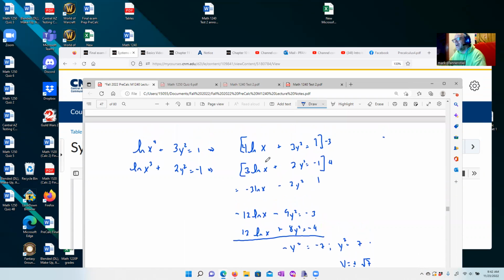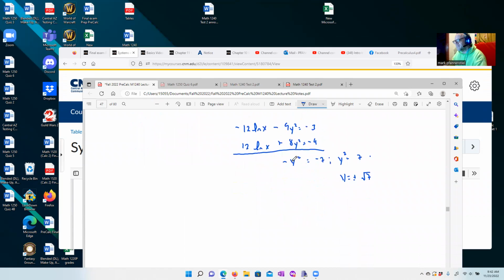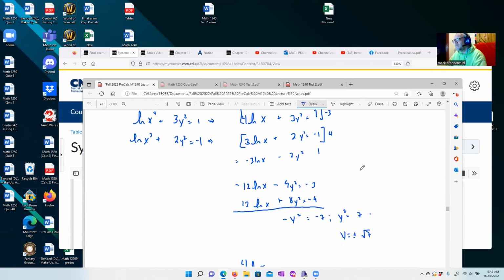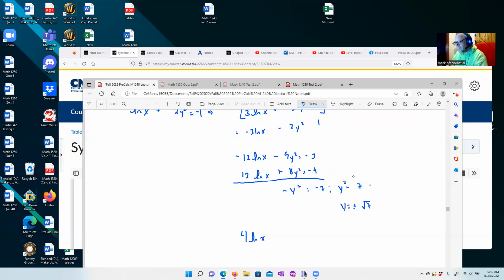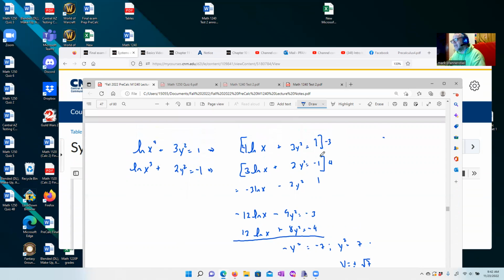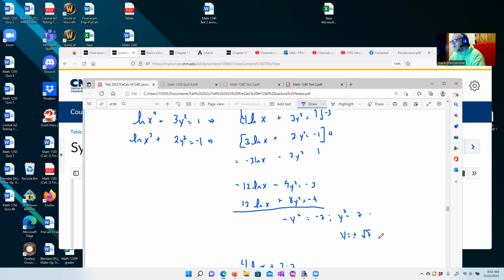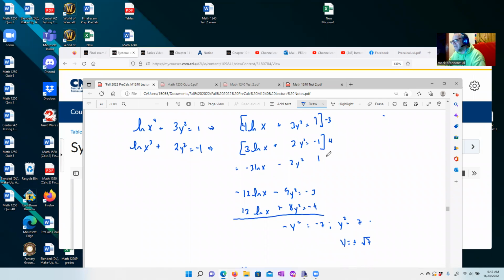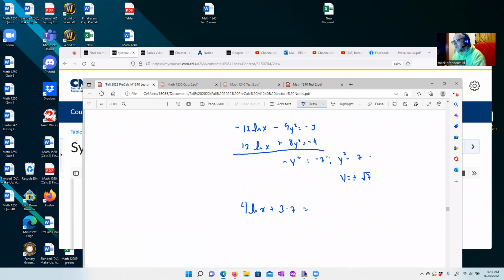So we're going to say 4 ln x plus 3y squared. What the heck is y squared? It's 7. Does it matter that y is plus or negative? When I square it, I'm always going to get that positive number, aren't I? So even though I know there are two solutions for y, for the moment, I'm going to set one of those aside. That's great that it's plus or minus root 7, but for the moment I'm just going to say y squared is 7, and say this is equal to 1.